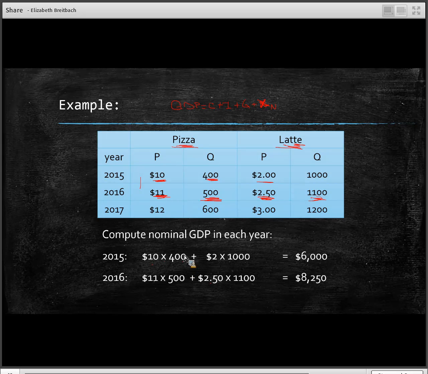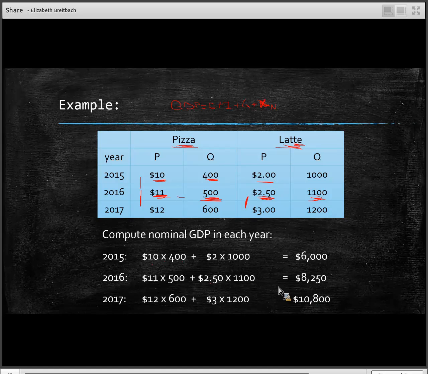All right, and then in 2017, we're going to use those 2017 prices, so $12 and $3, and we're going to multiply them by their respective quantities, 600 and 1,200. And so again, we see that the prices between 2016 and 2017 have gone up, and so part of that increase in GDP is going to be due to price increase, and part of it's going to be due to quantity increase. And so when we calculate our GDP, we get 10,800. Okay, so these are the nominal GDPs.